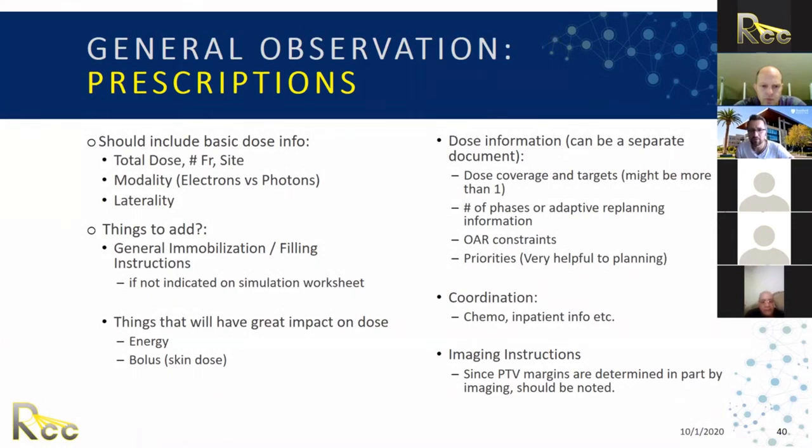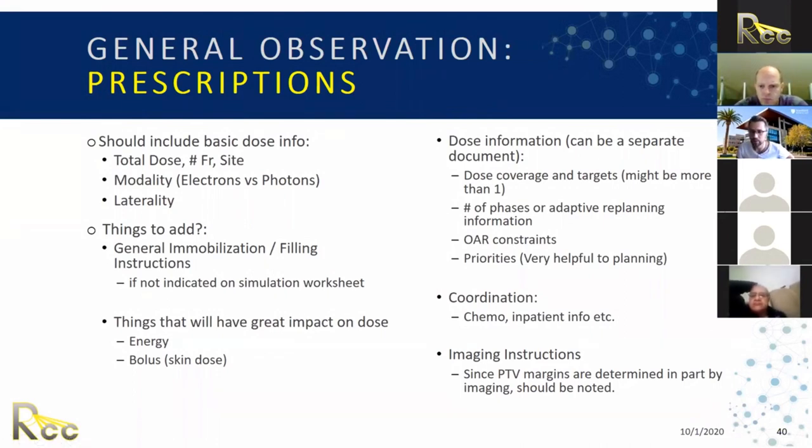General immobilization and filling instructions, if they're not in some sort of simulation worksheet, I think are good to have. Just generally how the physician wants the patient to be positioned. And like I said, energy and bolus are important. And I really like that a couple of slides ago, the group had dose coverage information, which was very nice. What you want to cover, the number of phases for replanning, and OAR constraints are important. It really gives a lot of information to the dosimetrist or the people who are going to be doing the planning. Chemo is important, like we mentioned.